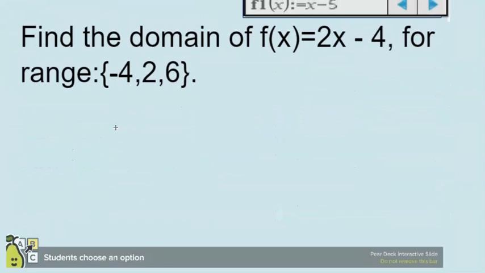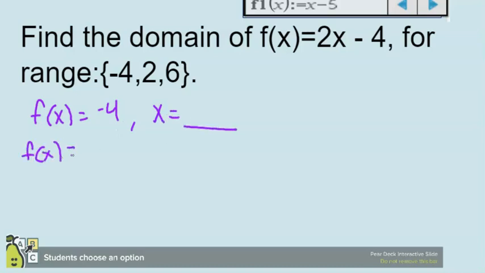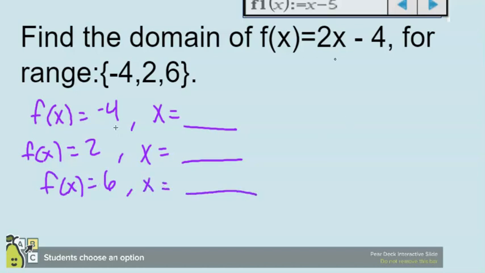Okay, now you try this one. Find the domain of f of x equals 2x minus 4 for the range -4 to 6. So you're going to find these numbers. So on Desmos, you want to graph this function and then find the intersections for each of these.